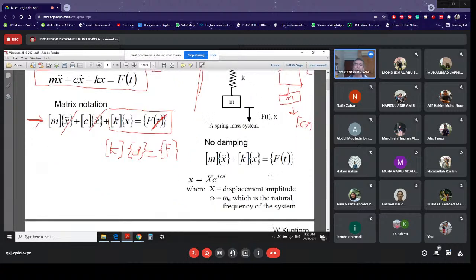If there is no damping, of course, there is a governing equation, and you have learned when you did vibration that the solution is that relation. What you see here is a second order differential equation, and the solution of that equation is what you have here. You have learned this when you did vibration and also when you learned mathematics.